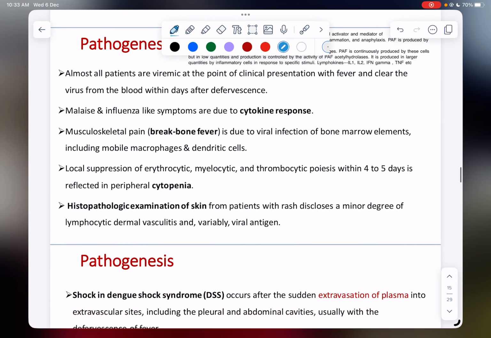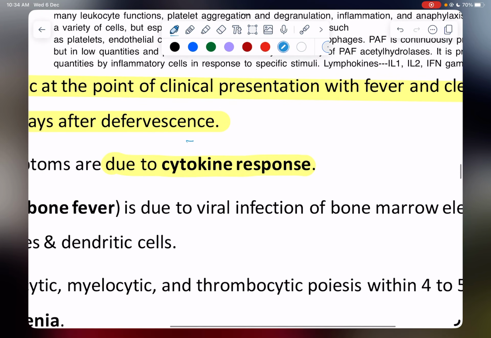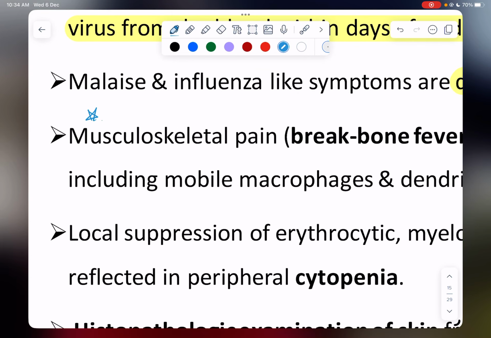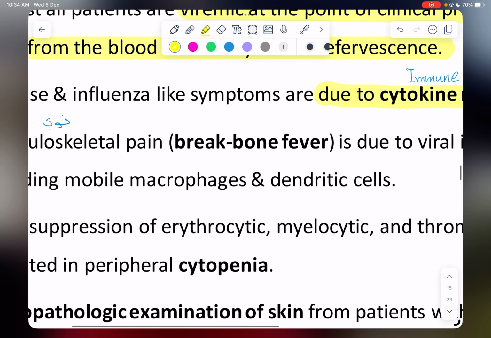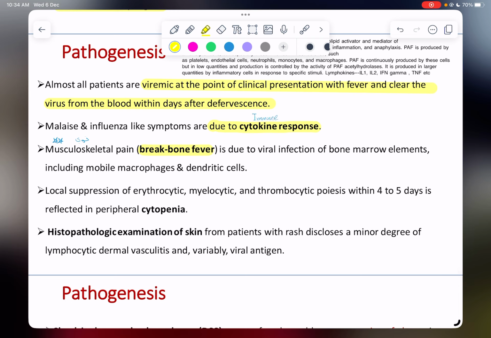When the patient comes to you, he will be viremic as long as there is fever. Once the fever settles, which is what defervescent means, the virus is also cleared from the blood, whether it is still present in some of the organs or not. The symptomatology is because of the immune response. There is fever, and a lot of myalgia, extraordinary muscle pain, along with pain in the bones. Previously, because of this symptom, it was called break bone fever, as if the bones have broken down.